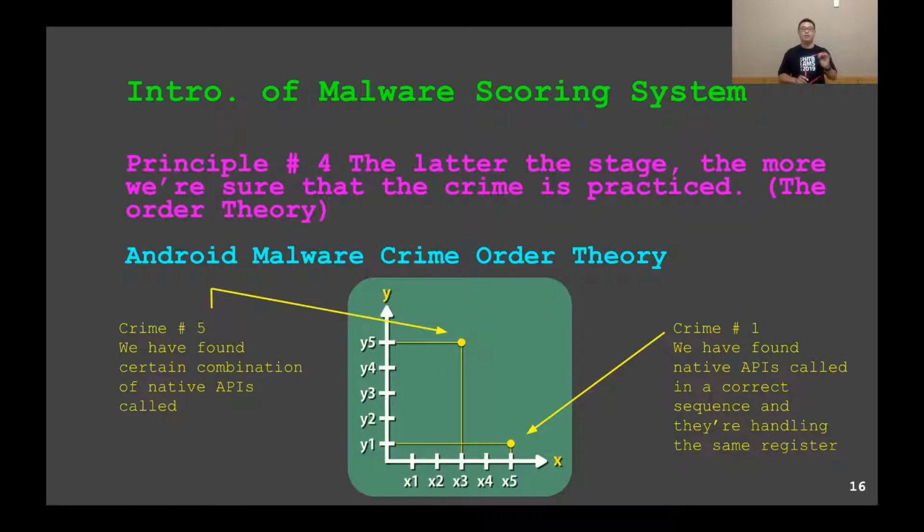Okay, so now you can see from this picture. This is a two-dimensional map for Android malware crime. For the crimes, we put them in y-axis. And for each crime, we use x-axis to see the evidence we caught for this crime. So, x5, y1, it means in crime number 1, we have found native APIs that are called in the correct sequence and are handling the same register. And X3, Y5 means in crime number 5, we have found certain combination of native APIs that are used in this APK.